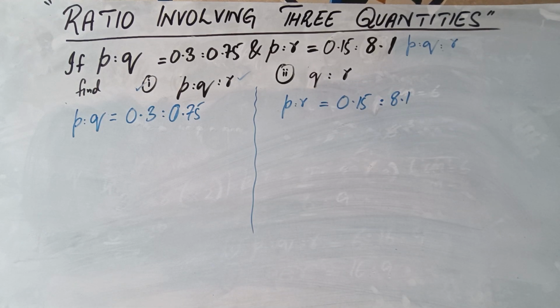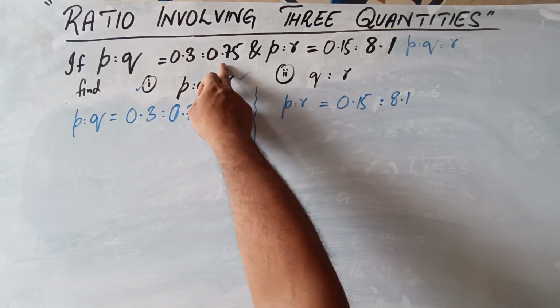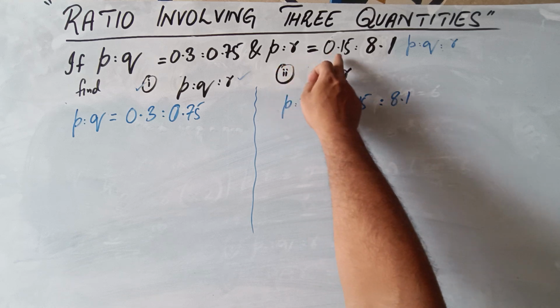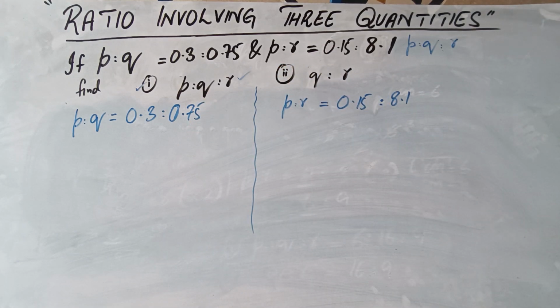Now let's look at the third type of question in which P ratio Q is given and P ratio R is given, and again we need to find the continued ratio. So now let's look at how to find it out.